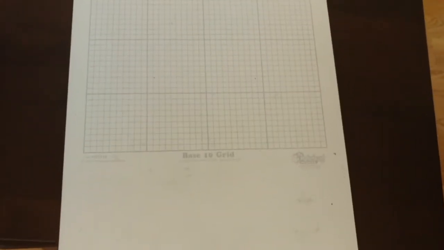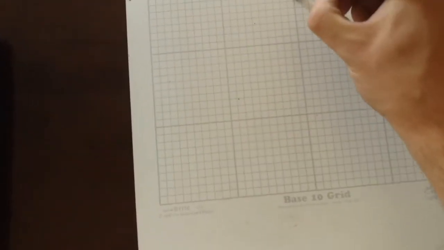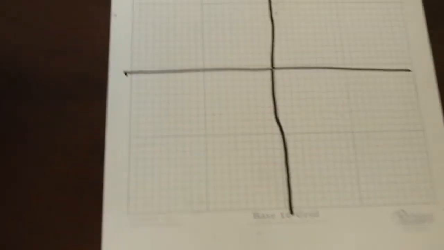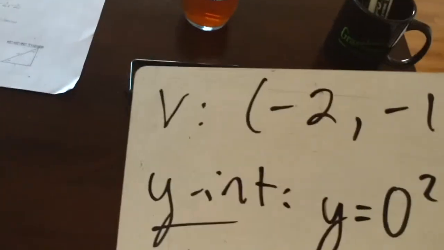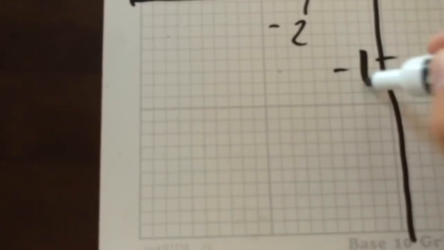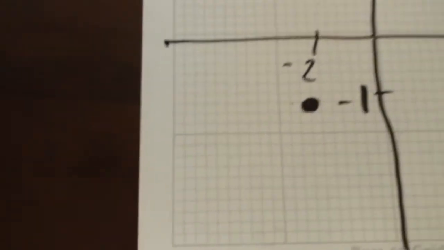Bam! Hit you with a base 10 grid. Anyway, so here it is right here. We got a base 10 grid going on. We're gonna say this is our y-axis and this is our x-axis. Remember, we have a vertex of, let me double check. Oh, yeah, it's -2, -1. So we have a vertex of -2, -1. Let's say that is -2 and that is -1. So our vertex is going to be about right there.